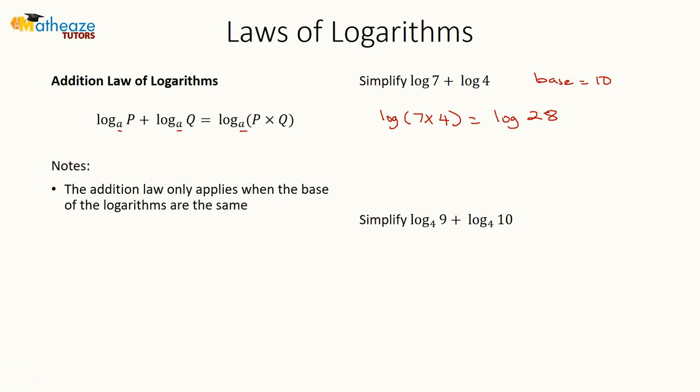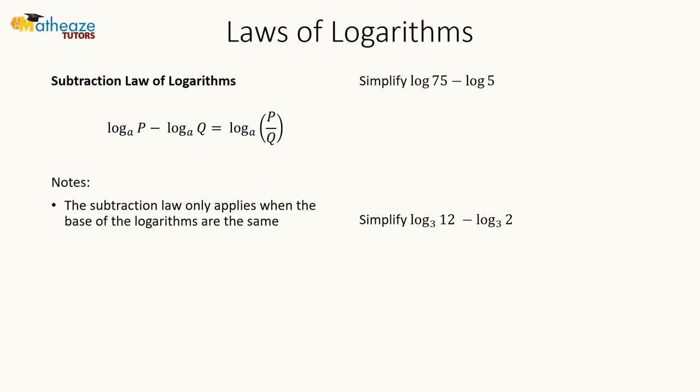Now let's look at this right here. Log to base 4 of 9 plus log to base 4 of 10. That is going to be log to base 4 of 9 times 10, which is log to base 4 of 90. So you can see here that as long as the bases are the same, you can apply this addition law.